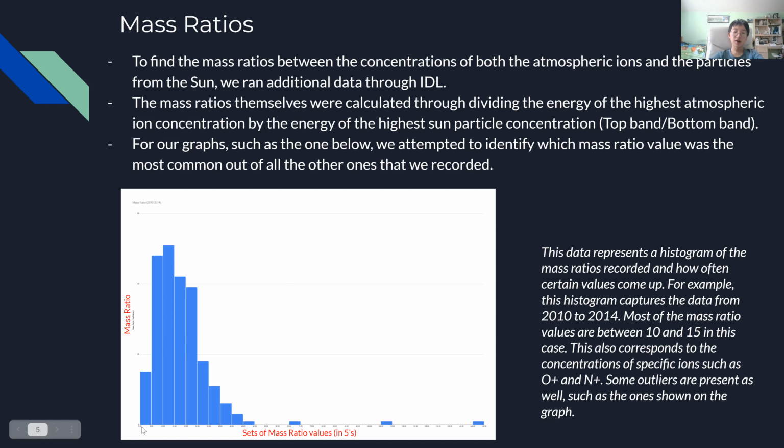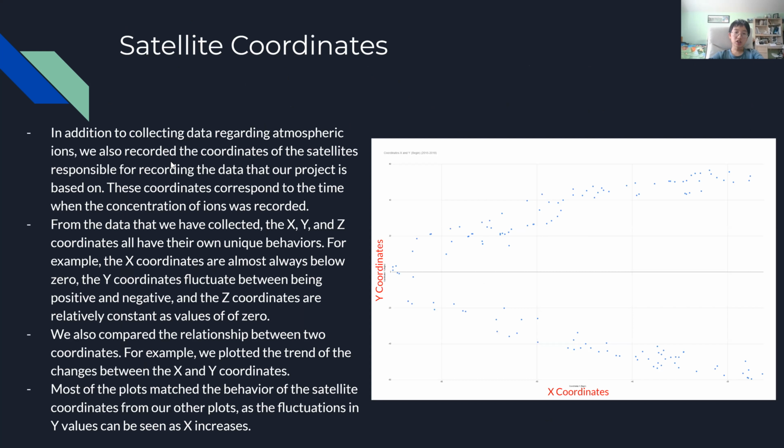And these mass ratio values were in sets of 5s on the x-axis, as shown. And lastly, most of these were ions such as N plus and O plus. In addition to collecting data regarding atmospheric ions, we also recorded the coordinates of the satellites responsible for recording the data. These coordinates correspond to the time when the concentrated ions were recorded.